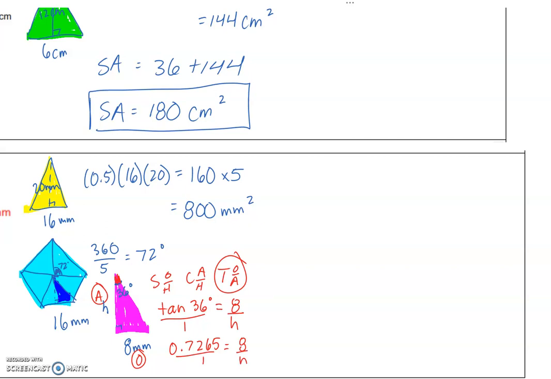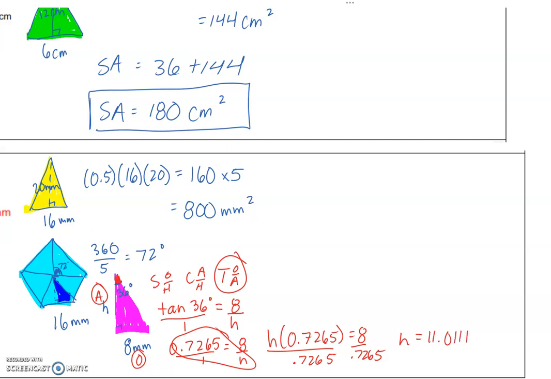So I'm going to get h times 0.7265 is equal to 8. Solving for h, you're going to divide 0.7265 on both sides. And then you get a height of 11-ish, 11.0111. That's a fun number.